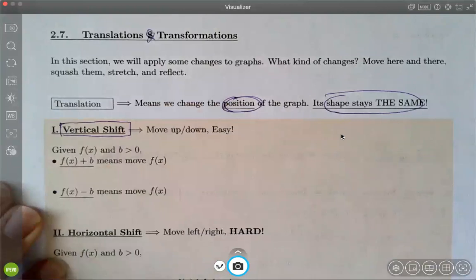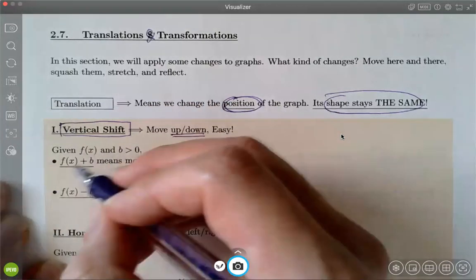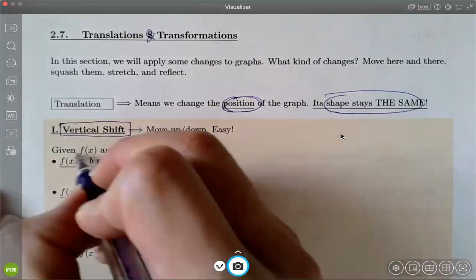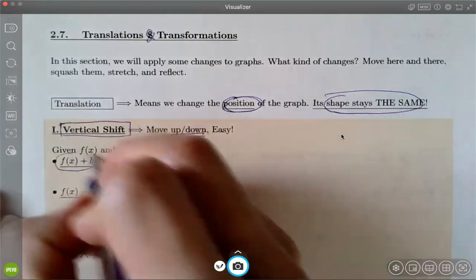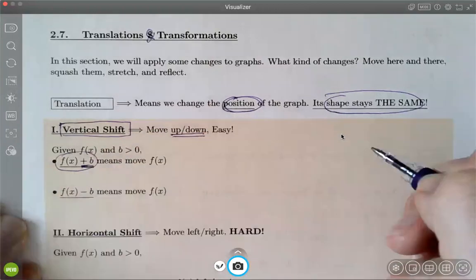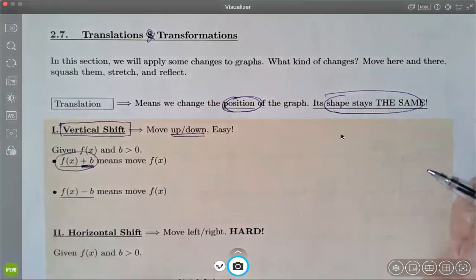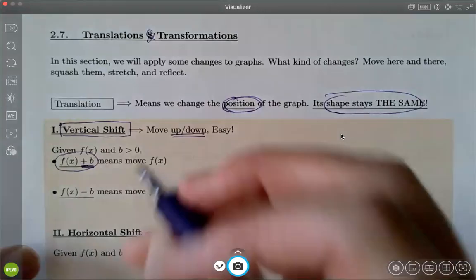Okay, again, this means move up and down. And this one is fairly straightforward. And here is the setup. f of x plus b. Okay, so we add something at the end of the function. Okay, so now think about it. Whenever you are adding something, does that mean we have to go up or down? Up. Yes, right? So move f of x up.